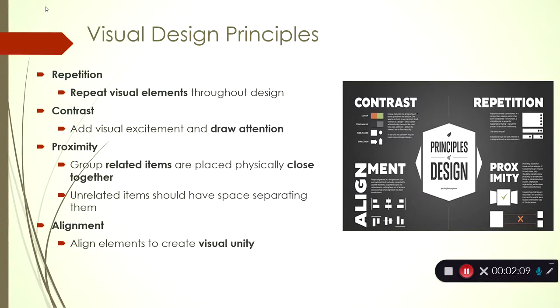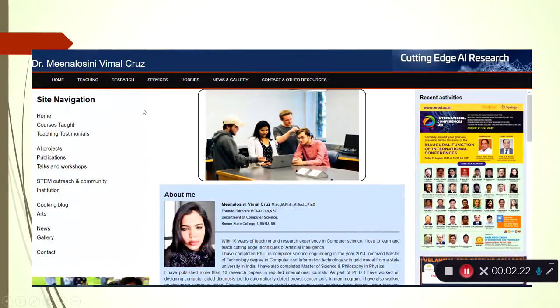And the fourth element that you have to consider is alignment. So the alignment should bring the visual unity. Okay, so I'll show you what it is. For example, if you look at my website meenakrush.com, you can see all the four design principles. So first let's speak about the repetition.